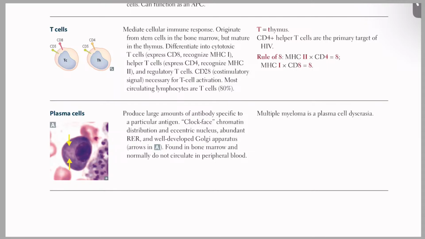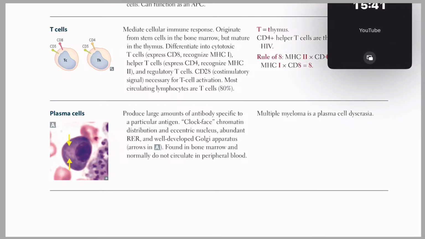CD4 positive helper T cells are primary target of HIV. Rule of 8: MHC2 times CD4 equals 8. MHC1 times CD8 equals 8. Rule of 8.